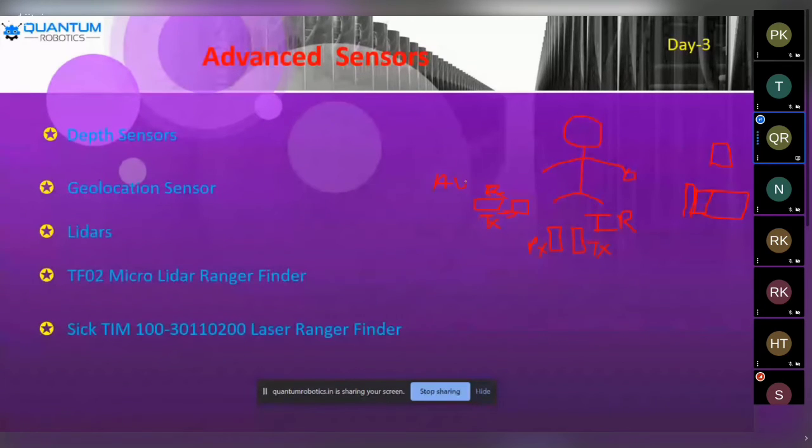It is not called an ultrasonic sensor. I'm going to tell you, this is an IR sensor.